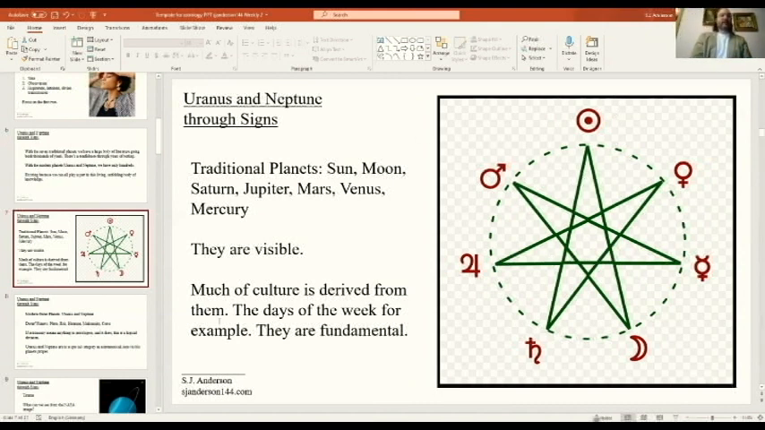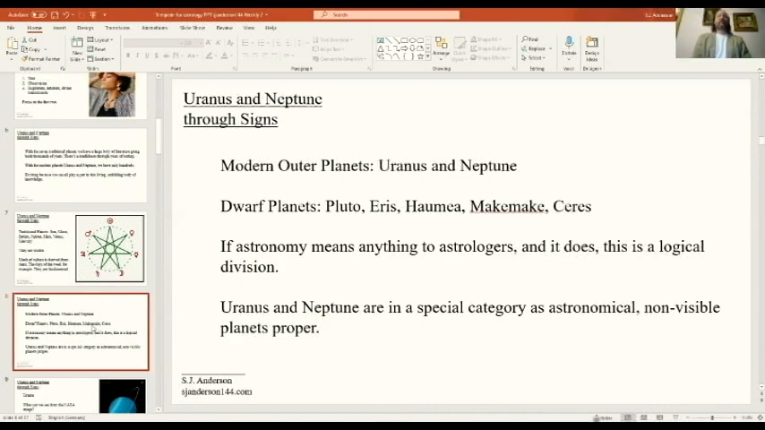And I say that because these outer planets I'm going to talk about are just so different. In terms of our astrology, they're treated much differently. And here you go. Modern outer planets are Uranus and Neptune. Those are planets that the astronomers recognize as planets. They're big enough to be recognized as planets. Then we have dwarf planets, which is a separate category. That's Pluto, Eris, Haumea, Makemake, and Ceres. And those have an astronomical feature that's different than a planet. They're smaller. And if astronomy means anything to astrologers, and it does, and it should, then this is the logical division. We have these 2 major outer planets, and then the dwarf planets.